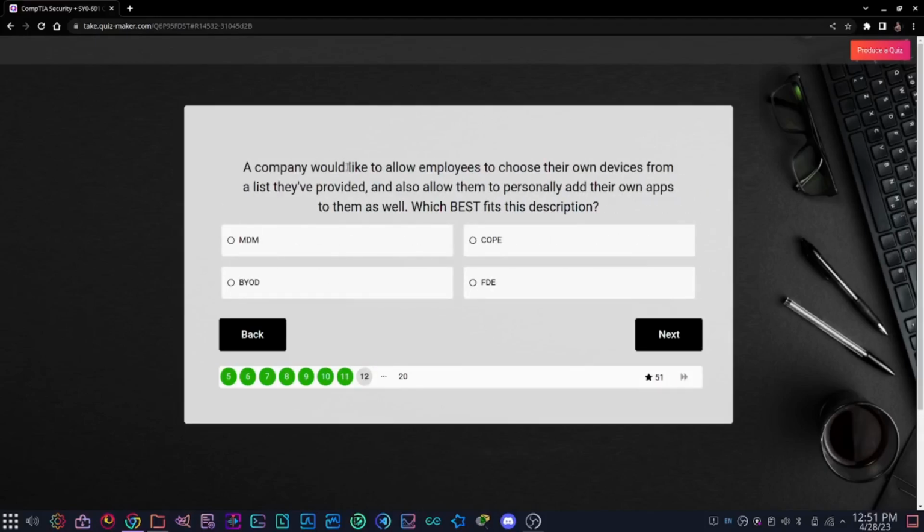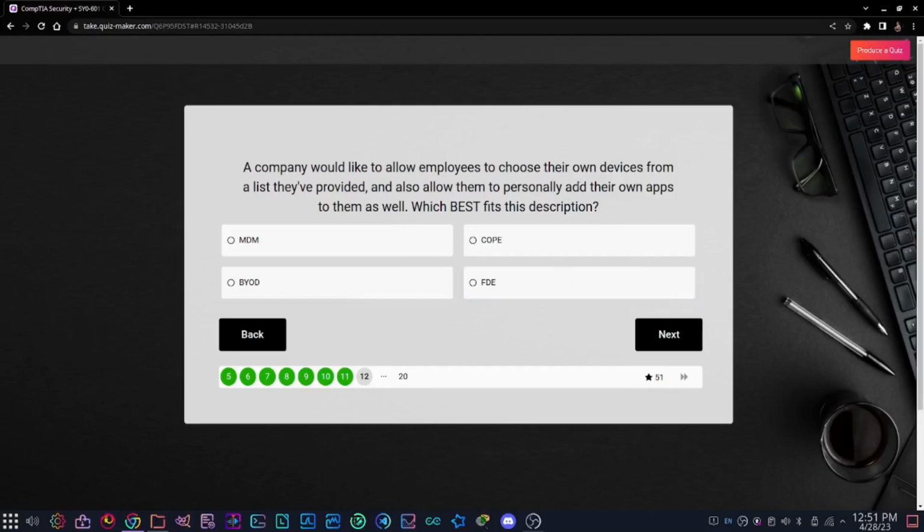Alright, question 12. A company would like to allow employees to choose their own devices from a list they've provided, and also allow them to personally add their own apps to them as well. Which best fits this description? We have MDM, COPE, BYOD, and FDE.